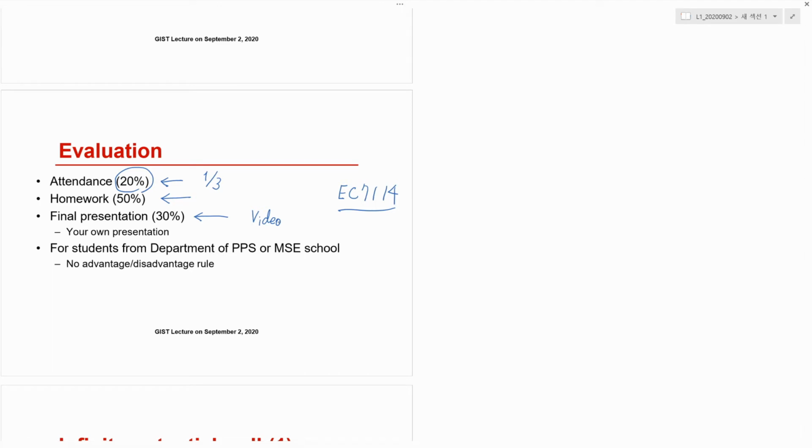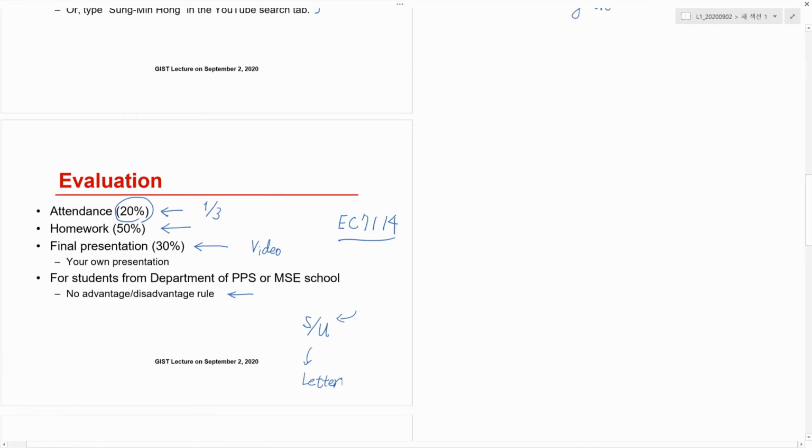And if you are coming from the Department of Physics or the School of Material Science and Engineering, I wanted to say that there will be no advantage or disadvantage rule. You will be evaluated on an equal basis. Also, no SU participant is allowed. So if you are in this kind of category, just switch to letter type participant.